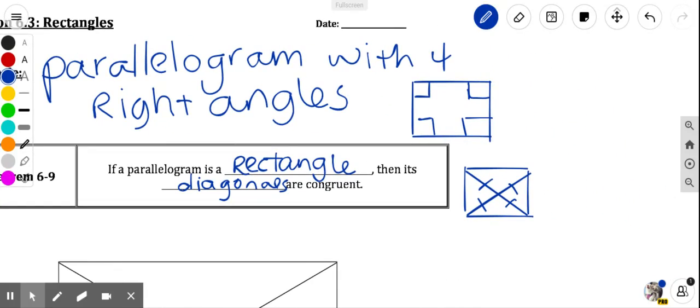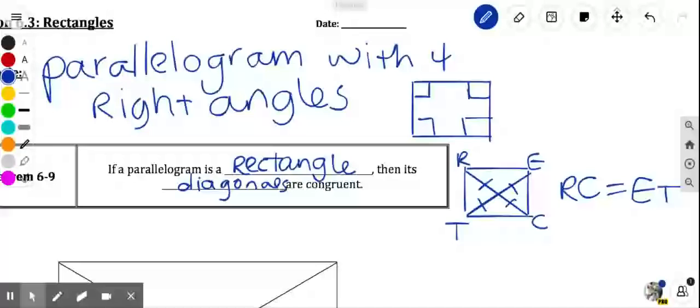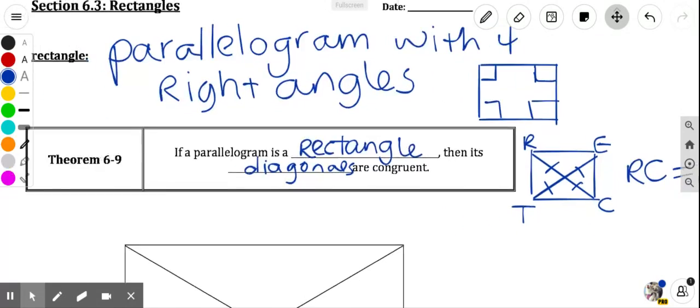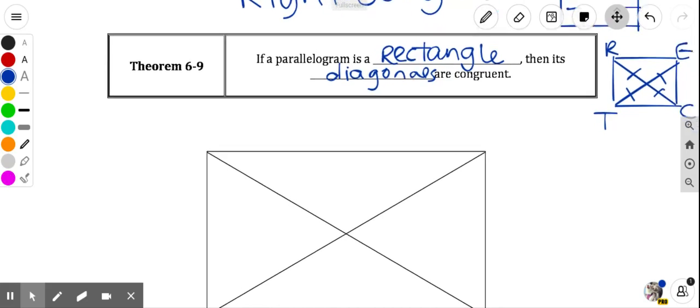So if this was rectangle RECT, the diagonals are RC and ET, and they're equal. If I said RC was 10, ET would be 10, and all the little pieces would be 5. So that's the second property of a rectangle that's different from just a normal parallelogram.